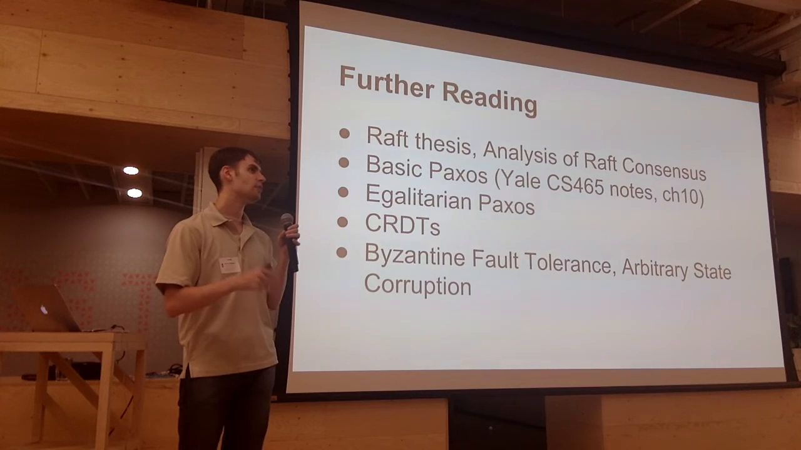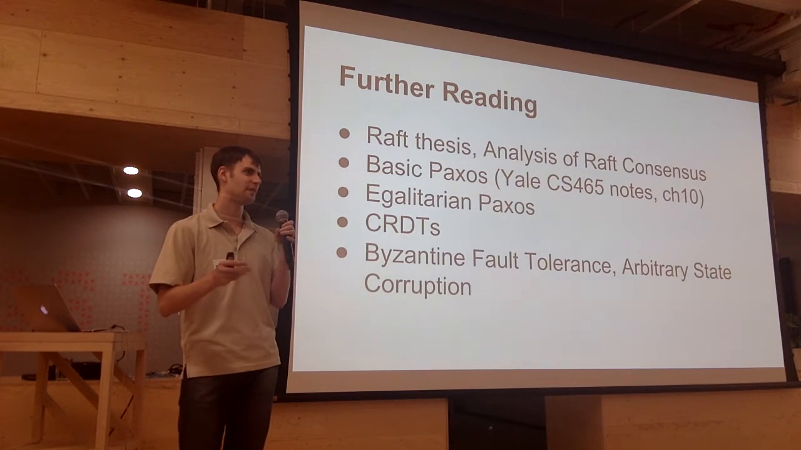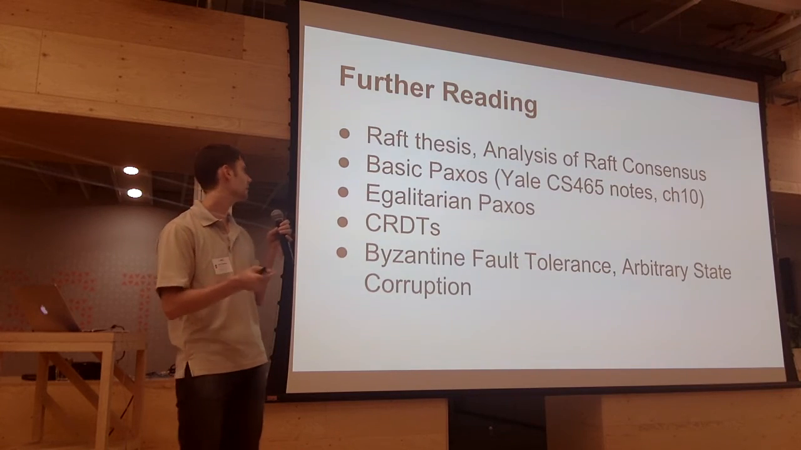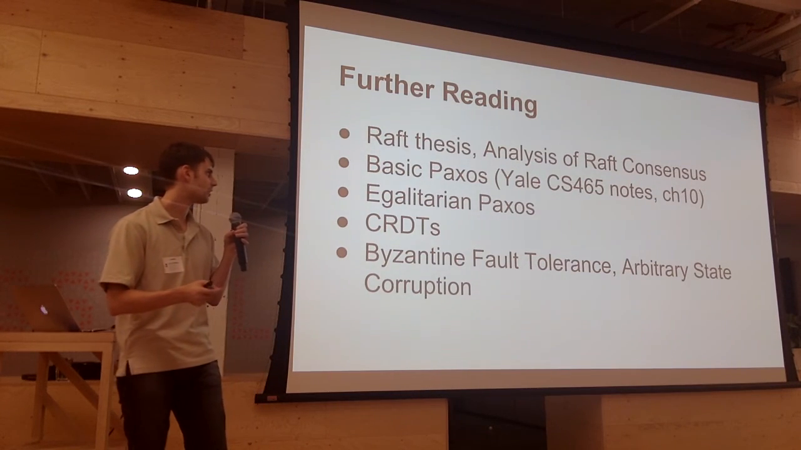There's a 2-page explanation, which is pretty easy to follow. Egalitarian Paxos I talked about. CRDTs are a cool topic.